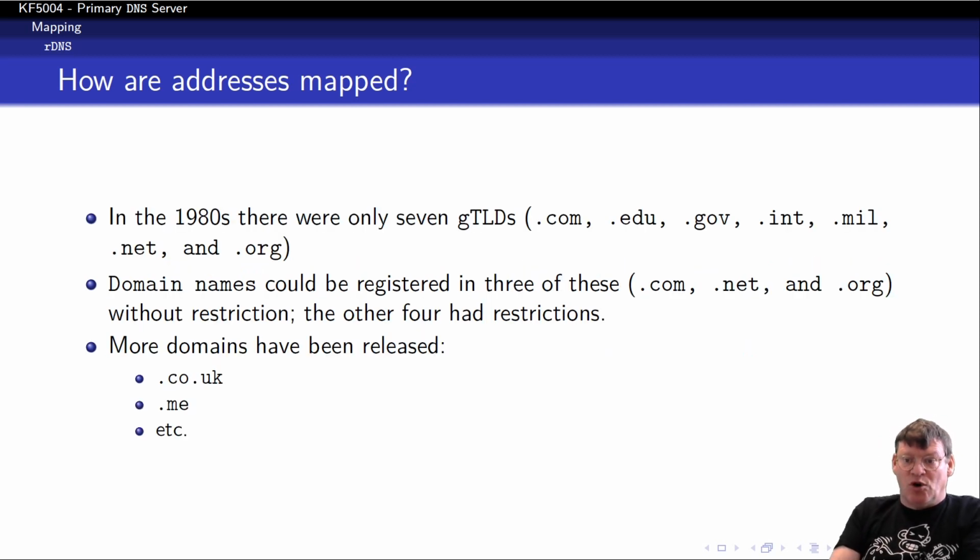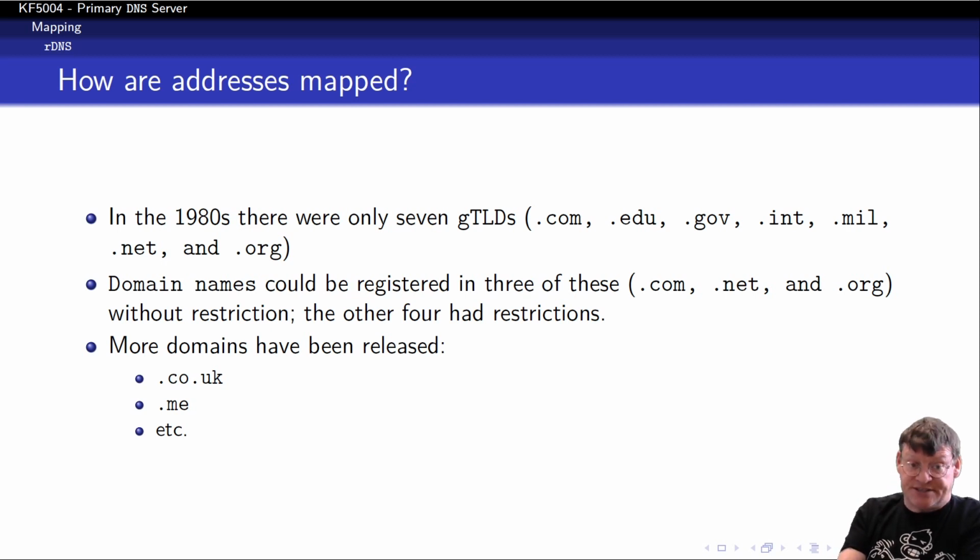Now, the way the addresses worked, way back in the 80s, there were only a few. They were called global top-level domains, gTLDs. There were only 7 of them. We've got dot, and then below dot, we had com, edu, gov, int, mil, net, and org. And they were specifically designed to be mapped to specific types of organizations. Three of them were basically for anybody to use, without restrictions. The others were restricted specifically for education, government, military, etc.